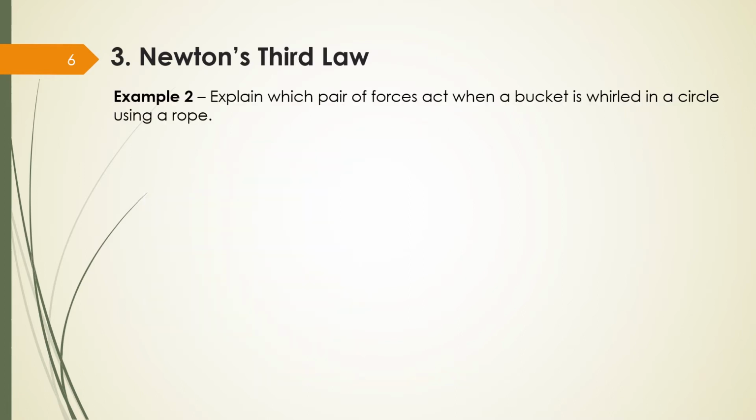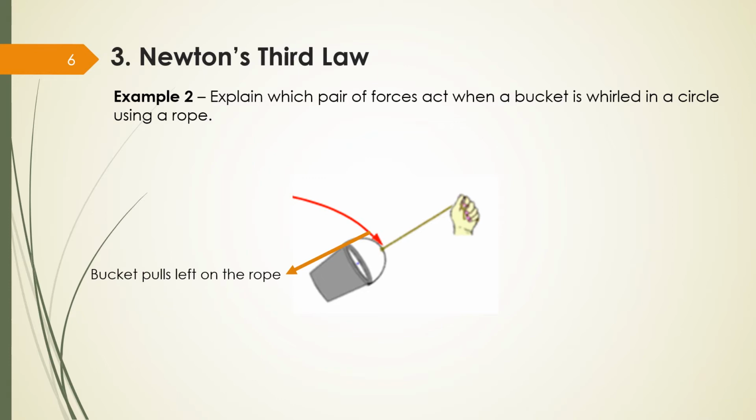Let's do another example. Explain which pair of forces act when a bucket is whirled in a circle using a rope. So I have a bucket here and I'm whirling this using a rope. Which force is acting here? So I have the bucket pulling left on the rope and the rope pulls right on the bucket. Okay, so I have a force pair. Each of them acts on one object. So the bucket pulls left on the rope and the rope pulls right on the bucket.